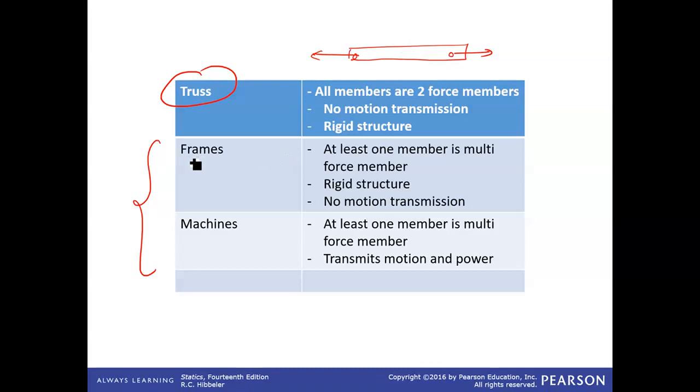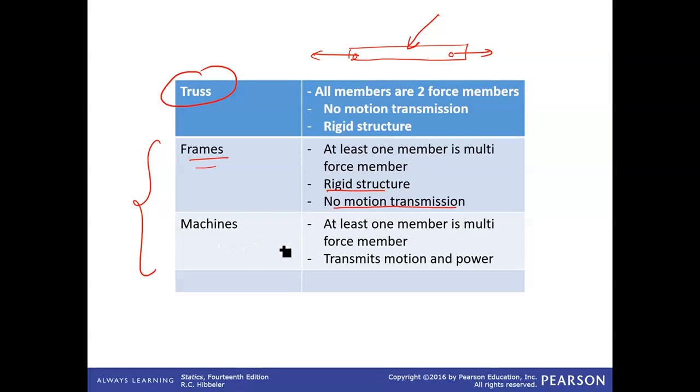On the other hand, frames have at least one member which is a multi-force member. For example, this member is called a multi-force member because it has more than two forces. A frame is also a rigid structure and it does not transmit motion as well. So the key difference between trusses and frames is that there is at least one multi-force member.